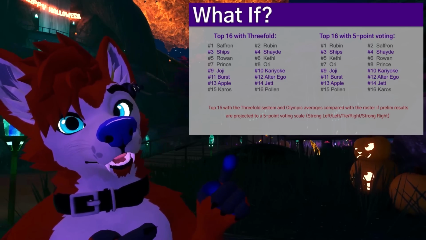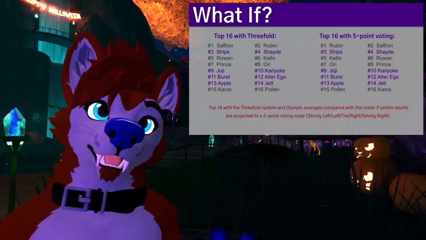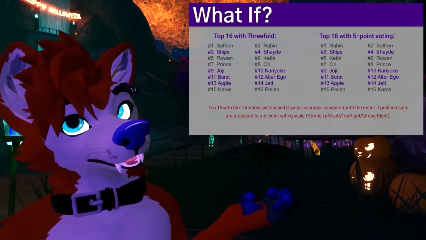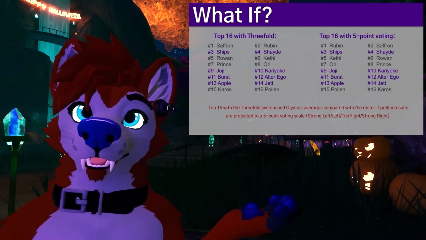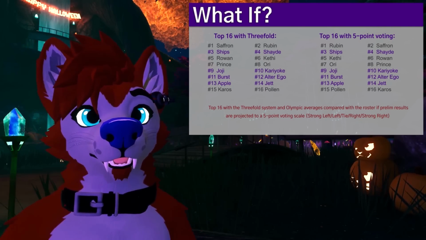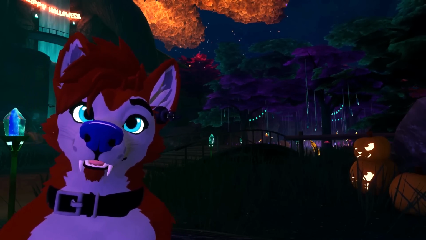Also, I did take a look at what the results would have been had we used a 5-point judging system instead. I projected the judges' votes onto a 5-point scale and got these results. While there is a difference, it's kind of interesting to see how the lower half of the bracket basically remains the same for all these possible outcomes. However, I do think that using the threefold judging system produces more accurate results.